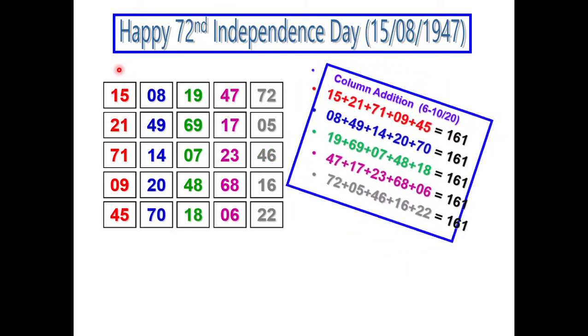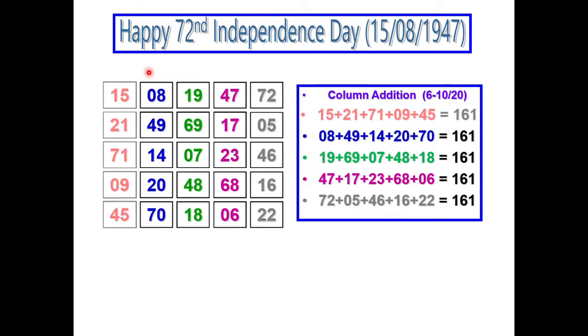Now we'll see the column addition. First column, second column, third column, fourth column, and the fifth column. Each addition is 161.